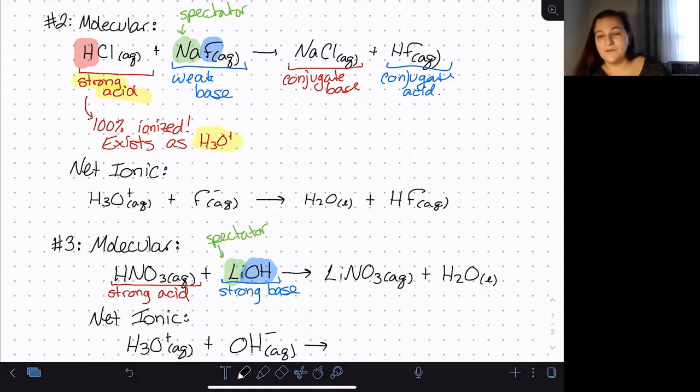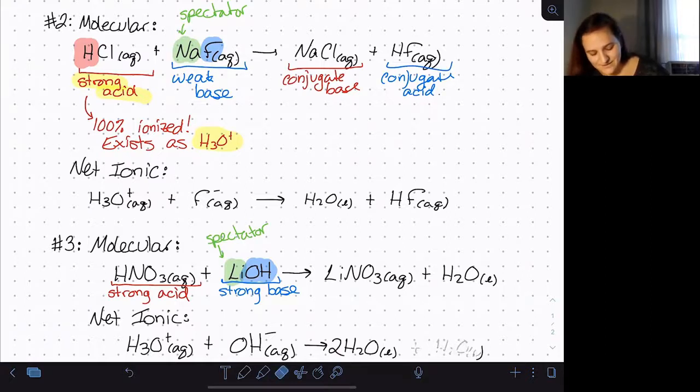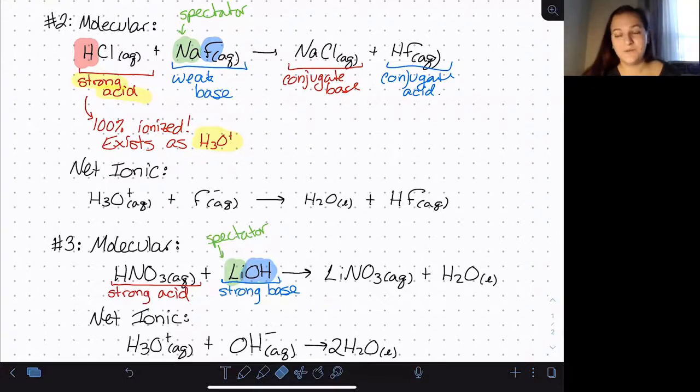H3O+ is going to lose a proton, which creates water. OH- is going to gain a proton, which creates water. So we would represent this as hydronium and hydroxide reacting to produce two water molecules.